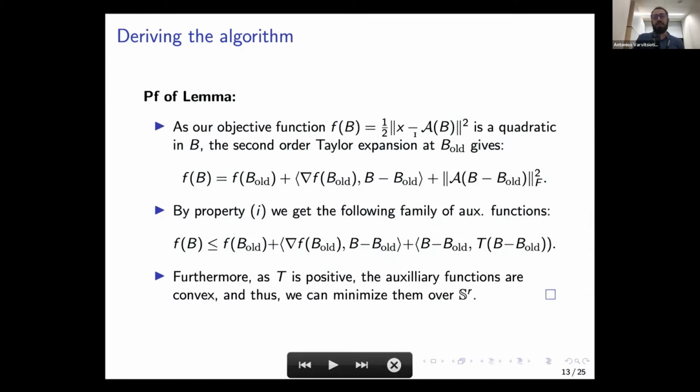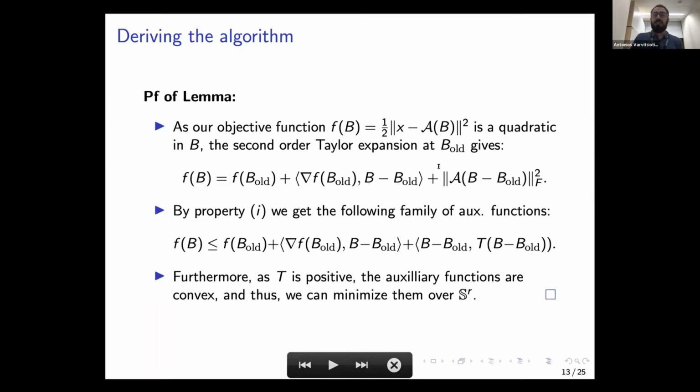Because, so this is our objective function. And again, notice that I'm not worrying about PSD-ness at this stage. It's like I completely forgot about the PSD-ness, and I'm only minimizing over symmetric matrices, so this is unconstrained. So this is my objective function, and I'm just going to do a Taylor expansion at B old. And I'm just going to get this identity because my function is a quadratic.